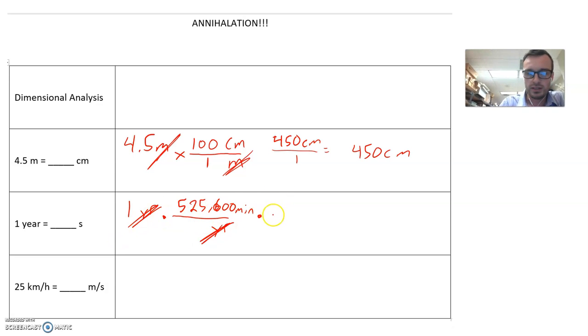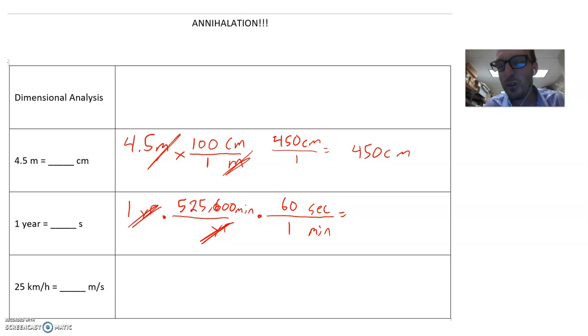And I'm almost there to get to seconds. Minutes are on the top, so where should they show up in the next fraction? On the bottom. And I want to go into seconds, so you put the unit that you're aiming for on the other side of the fraction. And I know that 1 minute is going to be equal to 60 seconds. You have to have an equivalent amount of stuff on the top and bottom. And I'll leave it to you guys to calculate what that number is. All you have to do to get the final answer is multiply 60 times 525,600, and you would get the answer for seconds, because the minutes annihilate.